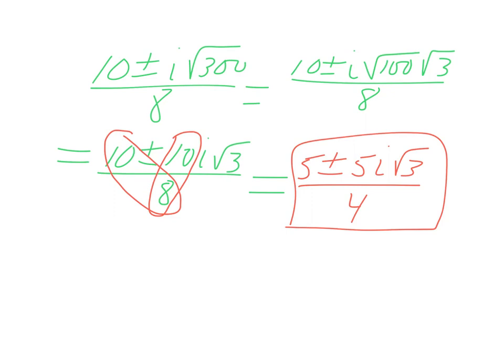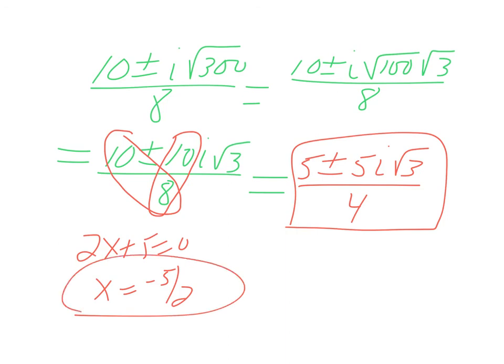So you remember I had from the other one 2x plus 5 equals 0, and x was negative 5 halves. So there was one from the previous slides. And then I have two more answers, 5 plus 5i square root of 3 over 4, 5 minus 5i square root of 3 over 4. So I have 3 answers.